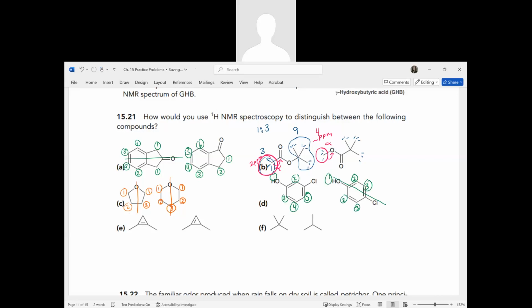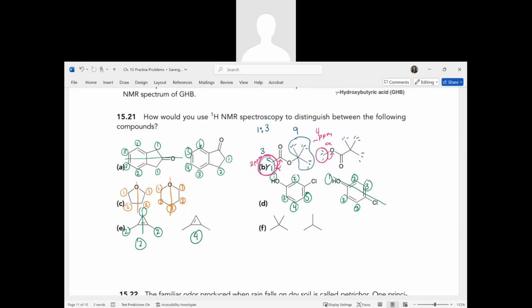All right, so now we go to compound E, and the first compound here will exhibit symmetry, so we're only going to see 2 signals. So we have 1 signal here, and then a second signal here. Whereas this second compound, we're going to have a total of 4 signals. So we have 4 signals over here, only 2 over here. So once again, differing number of signals.